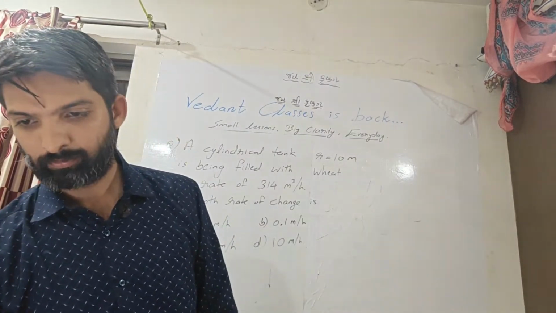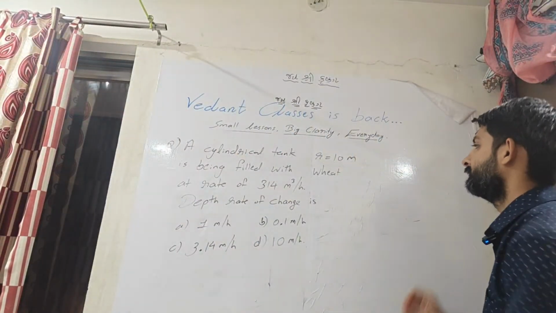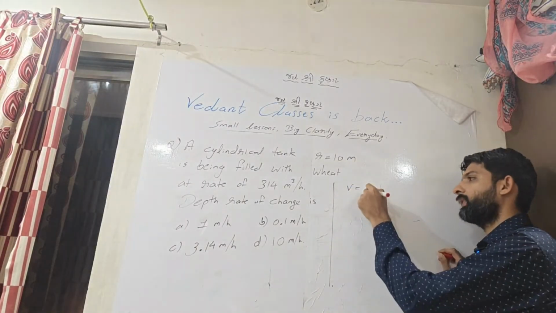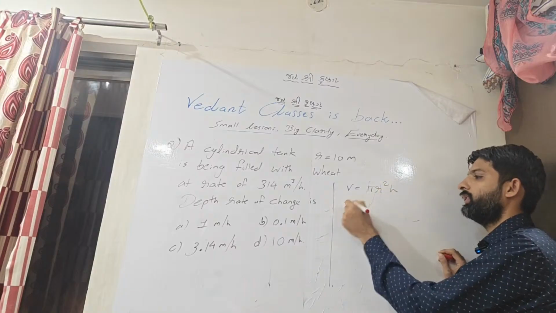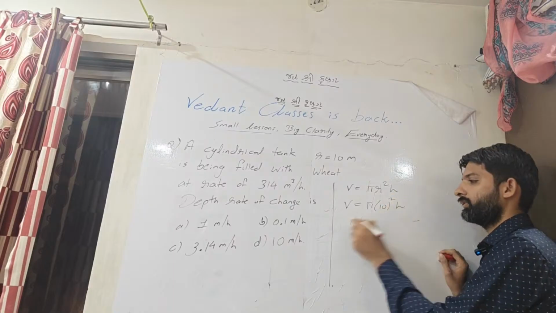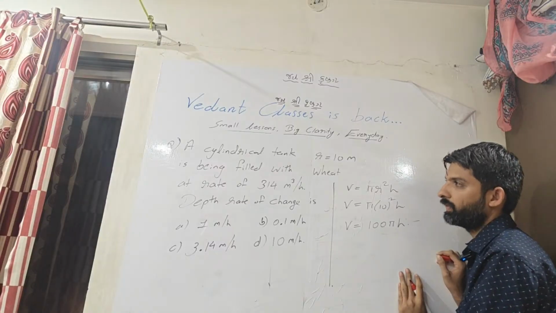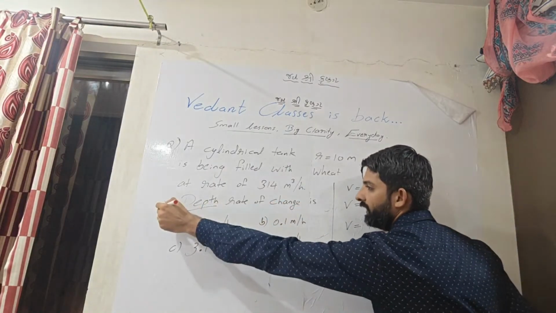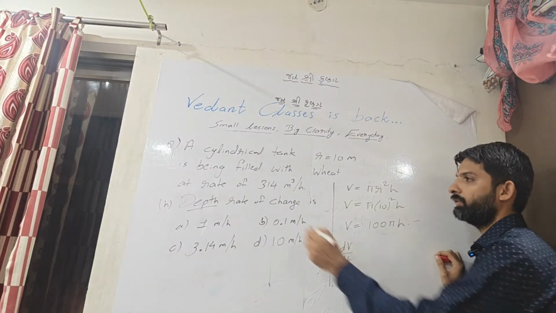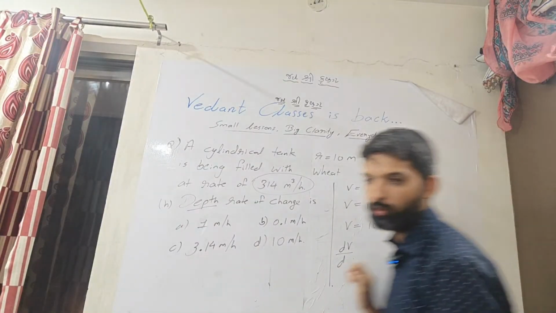Okay, let's solve. When you are getting option A, okay, for the volume of a cylinder we consider pi r square h. Here the value of r is given, that is 10. So pi into 10 square into h. So V is equal to 100 pi h. Now we need to find the depth rate of change, that is the height h. So dV by dt is given, in meter cube per hour.